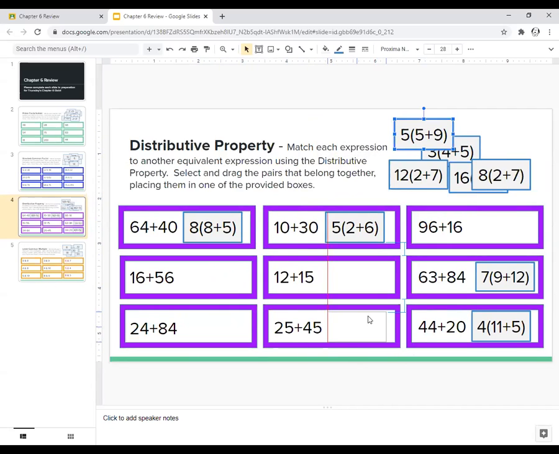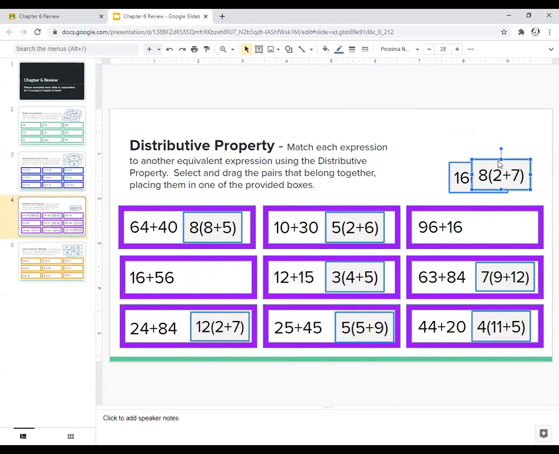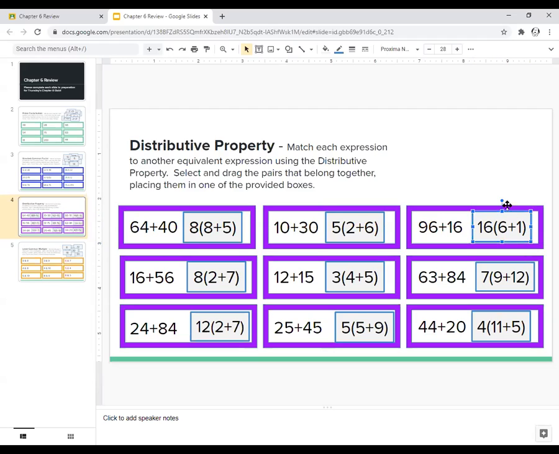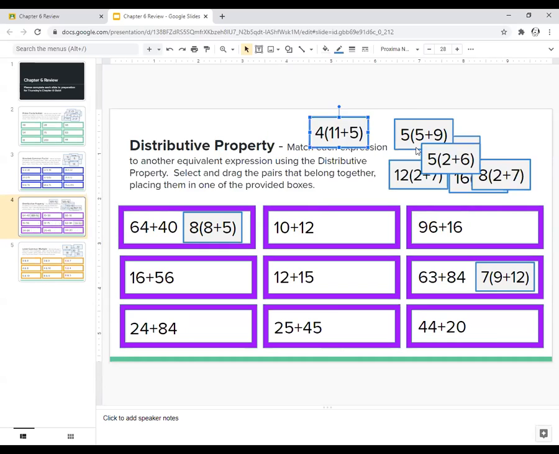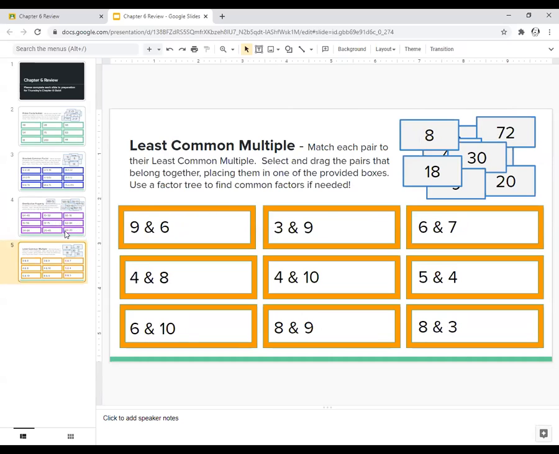25 and 45. All right. What about this one? 12, 15. What about this one? 24 and What about this one? 16 and 56. And what about this one? All right. All right, let me get those back where they were. And I have to switch out that. This one was supposed to say 30. So sorry about that. All right, last one, least common multiple.